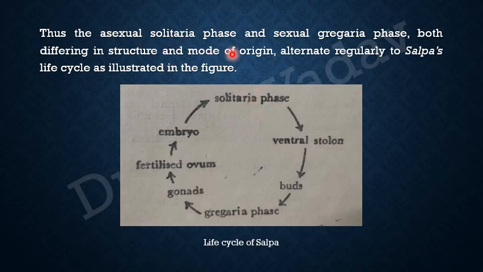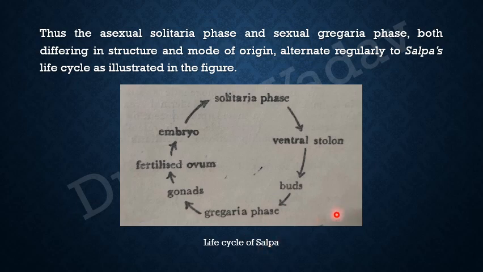Thus the asexual solitaria phase and sexual gregaria phase, both differing in structure and mode of origin, alternate regularly in Salpa's life cycle as illustrated in the diagram.